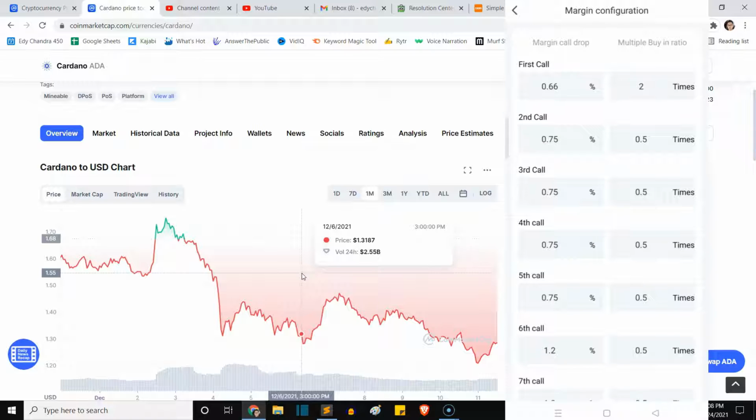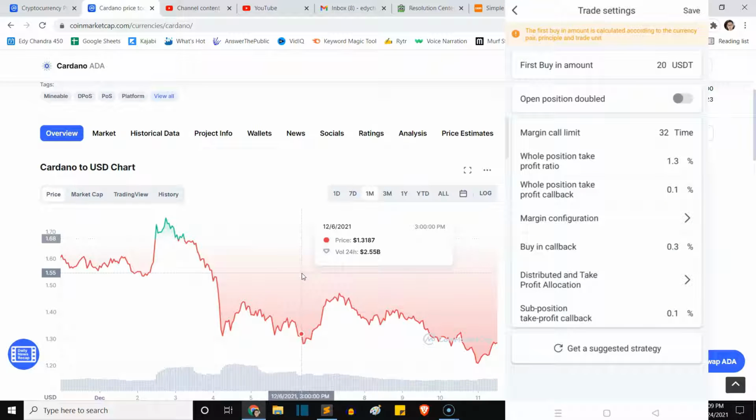And then this one, the multiple buying ratio, if we add all this up, we have 32 layers, right? 30 multiplied by 10, $300. And then we have one layer that is $30, and the other layer, 2 times, is $40. So if we add $70, plus the first buy-in of $20, that's $390 total. So $400 for one coin should be enough. And that's my whole settings, guys.